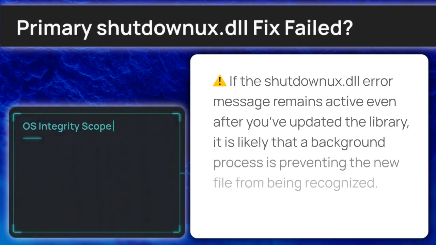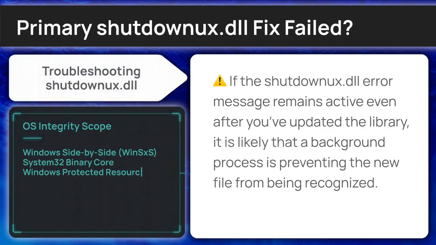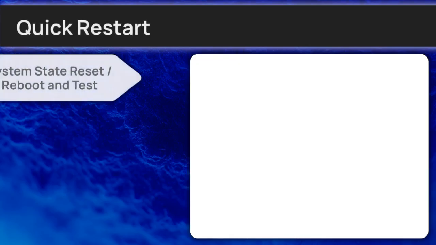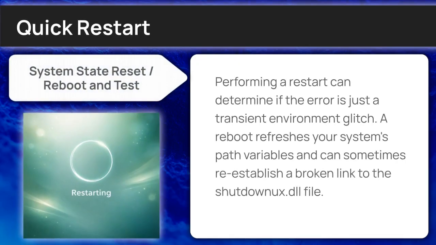If that initial setup didn't clear the pop-up, let's examine the specific initialization sequence assigned to your applications directory. A full system restart ensures that no background processes are currently locking the Shutdown UX library file. A fresh boot allows Windows to reinitialize its library map from a clean state.